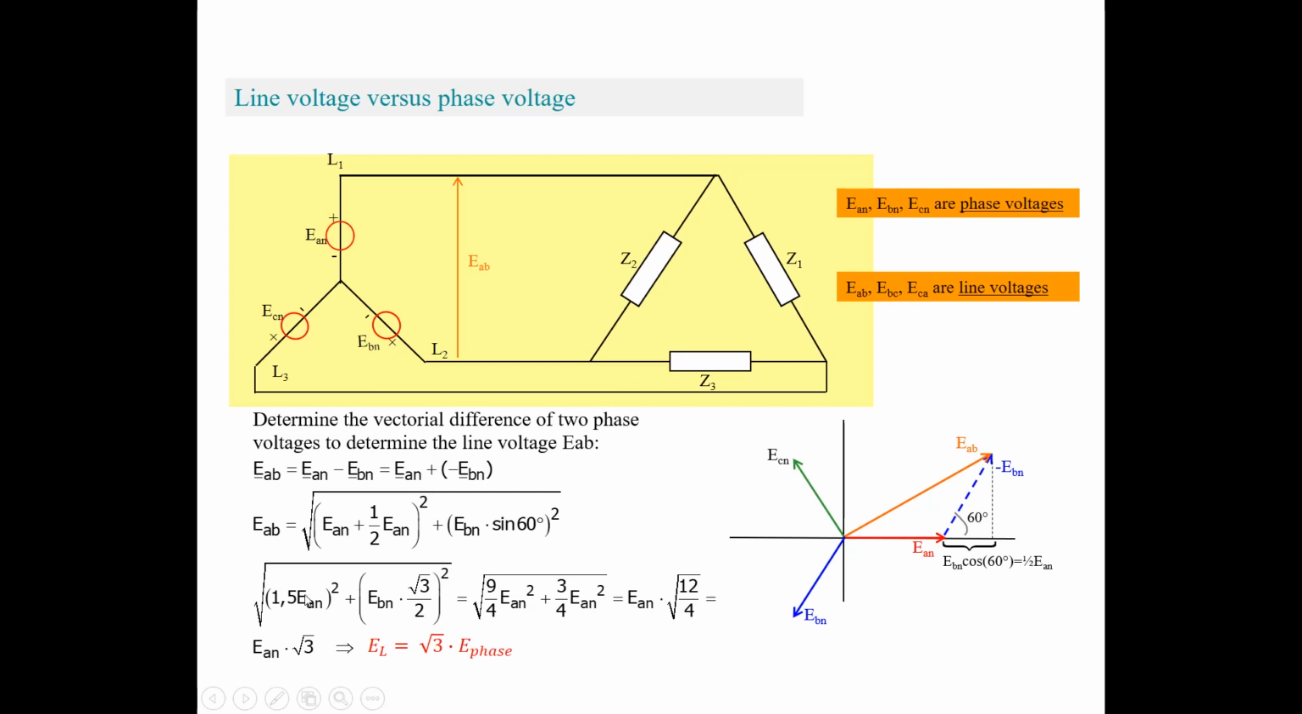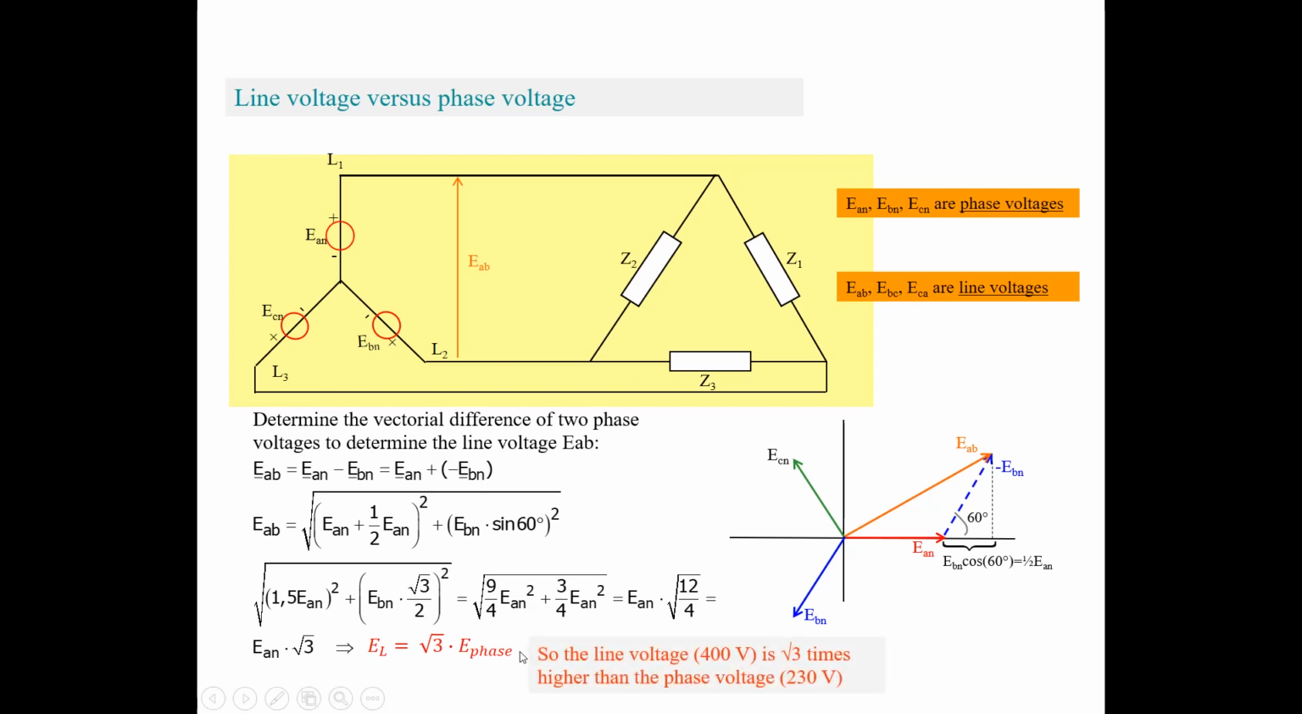So in general, we can say the line voltage is equal to the square root of 3 times the phase voltage EAN or EBN or ECN. So it's always the situation that in a Y-connected voltage system, the line voltage always equals the square root of 3 times the phase voltage.